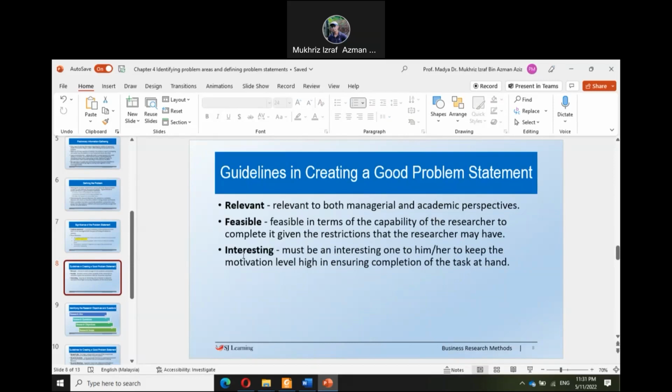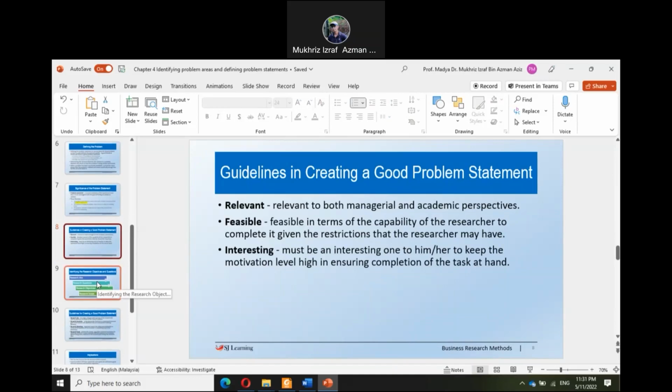And finally, it should be interesting, because no one wants to do a study that has very little interest, okay, not just to you but also to the readers. So you want to do a topic that is important and relevant, and at the end of the day the information that you get will be interesting as well.